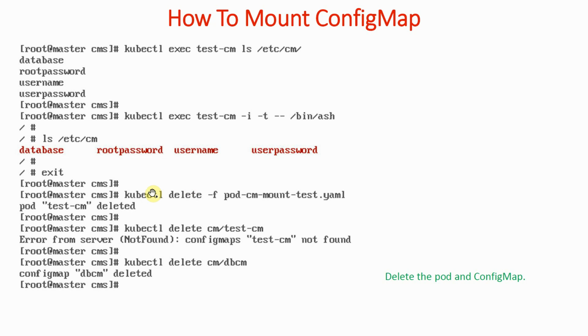Now we can delete the pod by using kubectl delete -f with the name of the file. This pod got deleted, and now we are going to delete that config map also, kubectl delete cm dbcm. Now we have deleted the pod and config map.